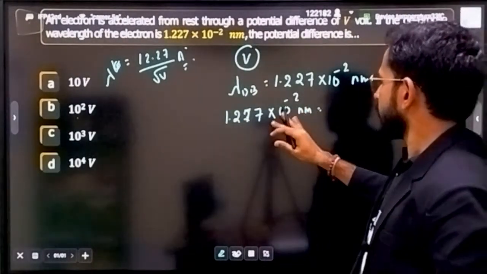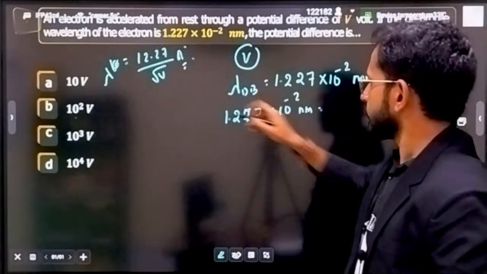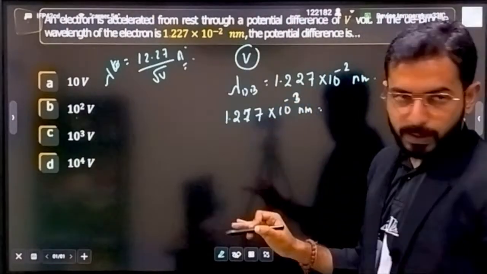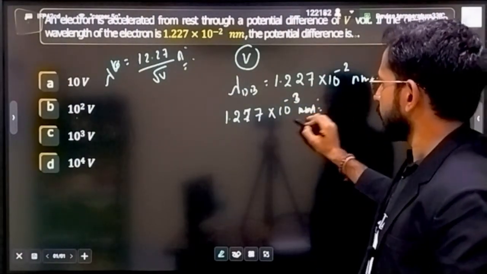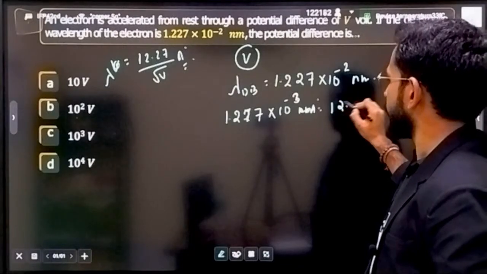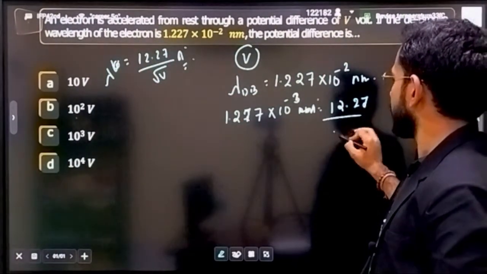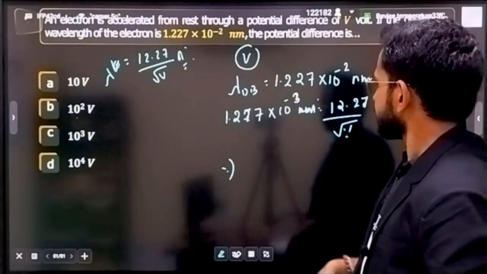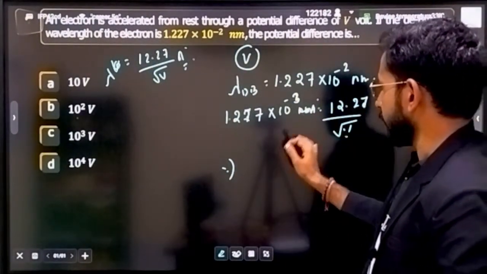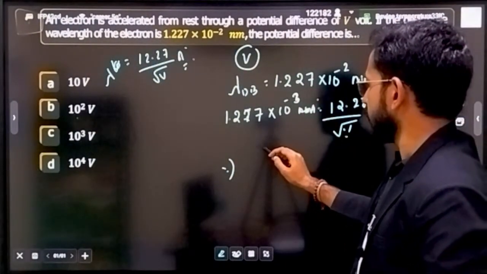So what will you do here? You have to write in terms of angstrom. To write in angstrom, you will write 10 power minus 3. Now it is written in terms of angstrom. This is the de Broglie wavelength. It can be written as 12.27 divided by root under V. Now take it down. Then what will happen if I write it here?